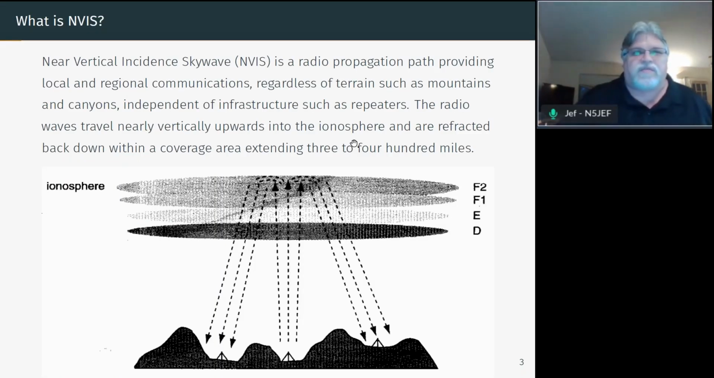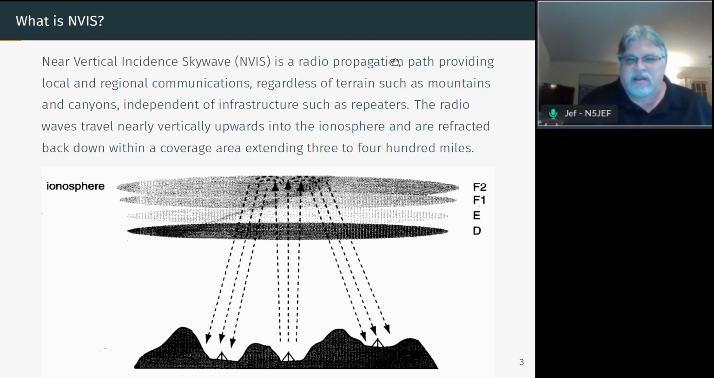NVIS stands for Near Vertical Incidence Skywave. It's a radio propagation path providing local and regional communications out to a few hundred miles. And it's regardless of terrains, such as mountains and canyons, and it's independent of infrastructure, such as repeaters. The radio waves travel nearly vertically upwards into the ionosphere and are refracted back down within a coverage area extending, like I said, to about 300 or 400 miles.